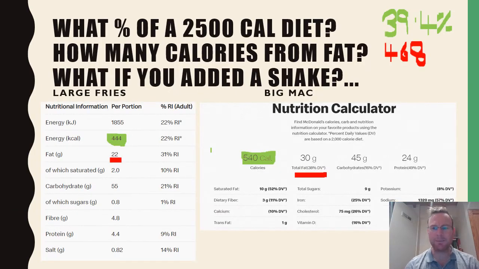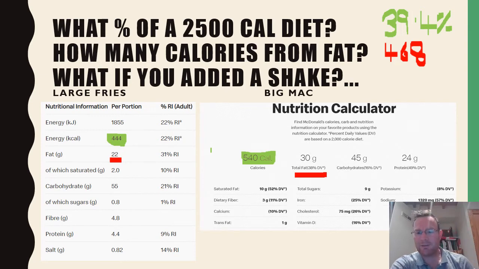Okay, so I posed the question, and I've written in the answers in the interim. So the question was, what percentage of a 2,500 calorie diet would this Big Mac and large fries represent? So in green, I've put the total calories from a Big Mac, 540, and from a large fries, 444. So the total is 984.